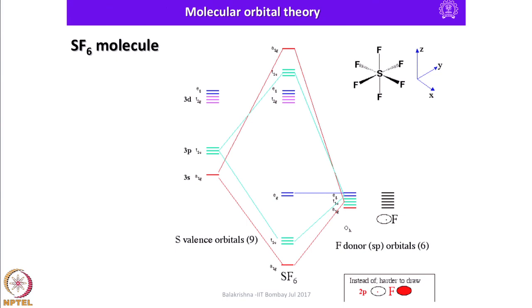But if you look into the MO diagram here, the 3d energy is very high compared to 3p and 3s. As a result, it is less likely that they will participate in bonding. This is actually the MO diagram for the SF6 molecule here, and they are not participating. As a result, only 8 electrons are coming here, and the remaining 4 electrons essentially remain as non-bonding, and they stay on almost fluorine orbitals or on fluorine atoms.